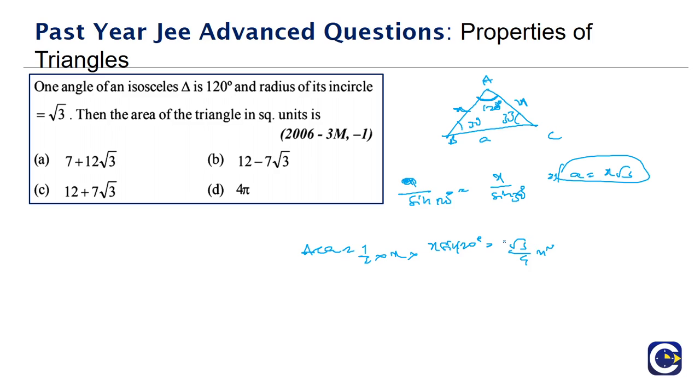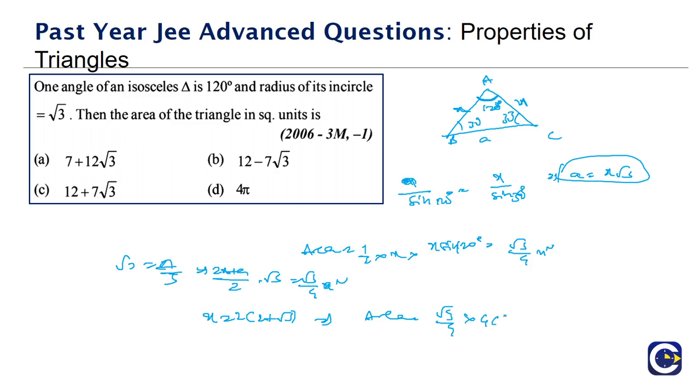So from this, what will I find? Root 3 is equal to delta by s, which implies 2x by a into 2x plus a by 2 into root 3 is equal to root 3 by 4 x square. So if I simplify this, I'll get x is equal to 2 into (2 plus root 3), which implies the area is nothing but root 3 by 4 into (4 plus 3 plus 4 root 3).